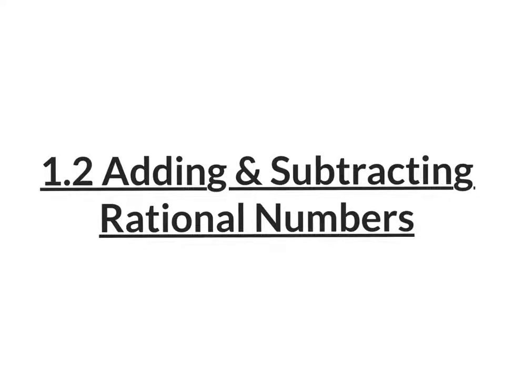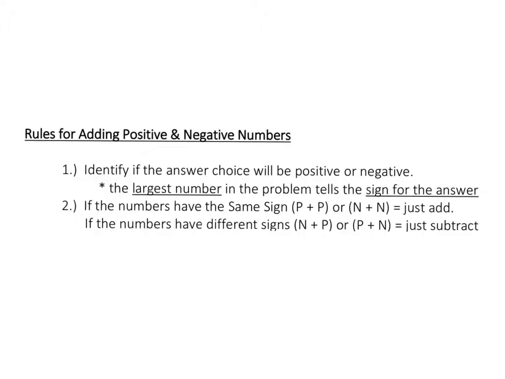Today we are going to talk about adding and subtracting rational numbers. Here we have the rules for adding positive and negative numbers. The first rule is to identify if the answer choice will be a positive or a negative number. The largest number in the problem tells you the sign for your answer.